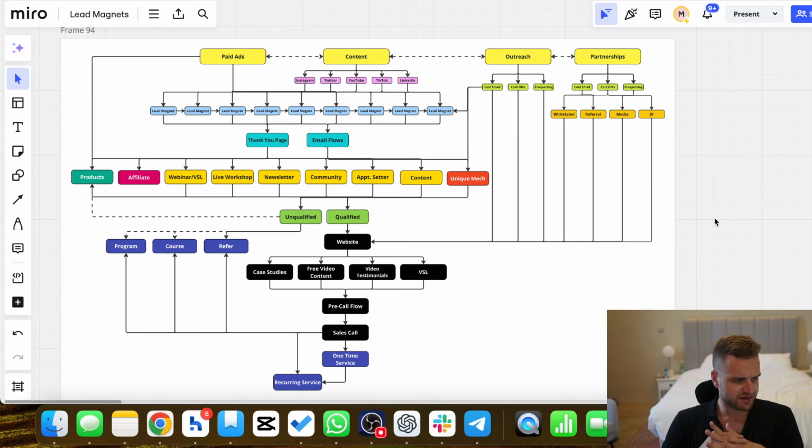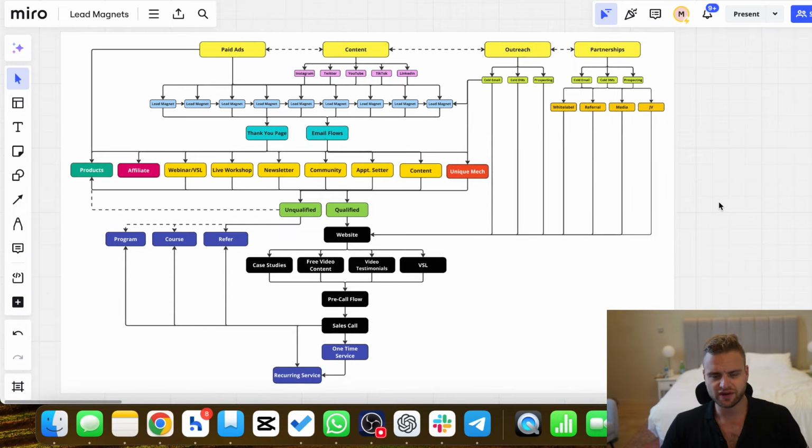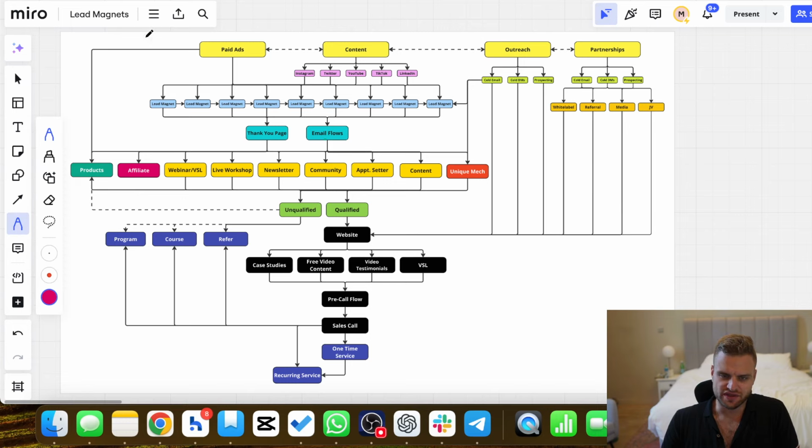And lead magnets are an interesting topic because it's not very sexy or exciting to talk about them or create them. It's a lot of work and it's very boring. But these are the things that are essentially going to act as the bridge from the top of the funnel to the bottom of the funnel.